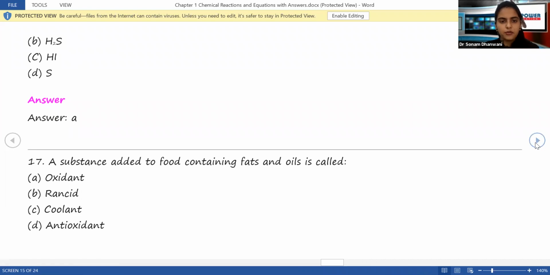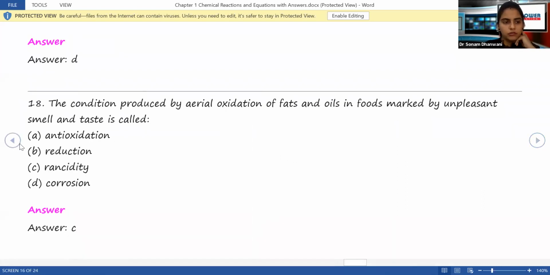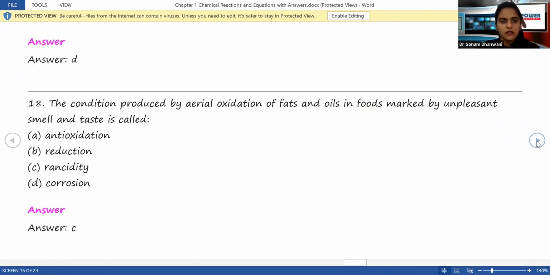A substance added to food containing fats and oils is called, you should know this, ये सब जो packed वाले foods रहते हैं, all this is always written on all those foods, it is known as antioxidant. ठीक है? Packed foods पे all this is going to be present because it contains a lot of fats and oils. Yes, the condition produced by aerial oxidation of fats and oils in foods marked by foul smell and taste is called, unpleasant smell and taste is called as, yes, it is known as rancidity.